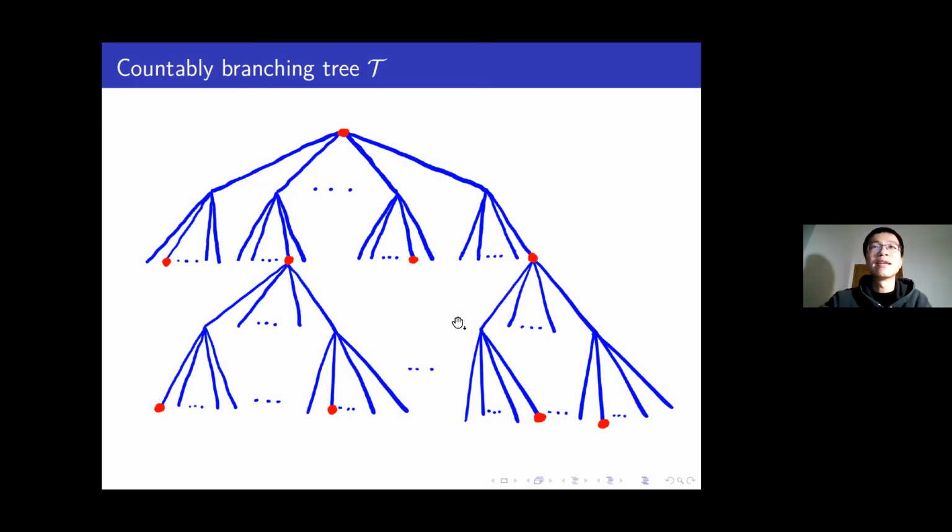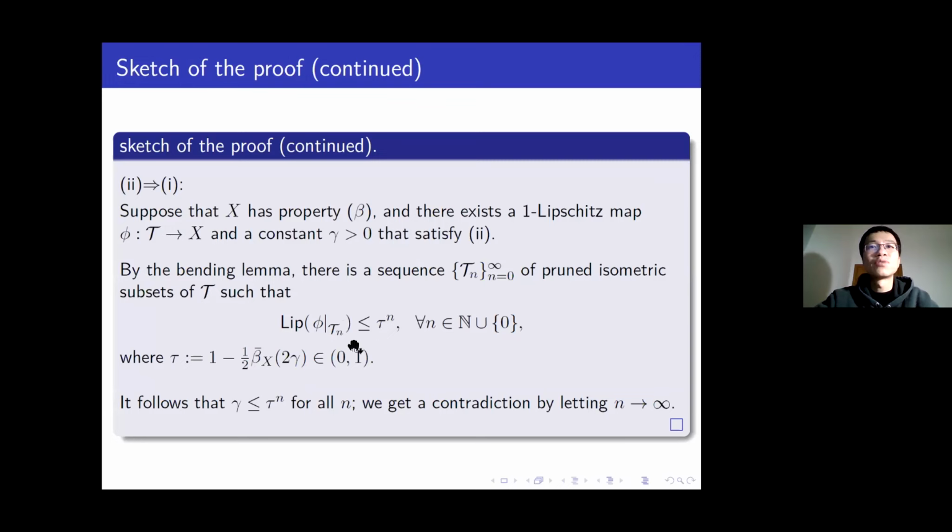How you choose Tn. And since you use the bending lemma here, the distance between the images of the red points must be smaller than expected. So when you restrict phi to Tn, the Lipschitz constant of phi is getting smaller and smaller. It's just like the proof of the non-embeddability of the countably branching tree into a space with property beta. Okay, so actually it follows the same idea.